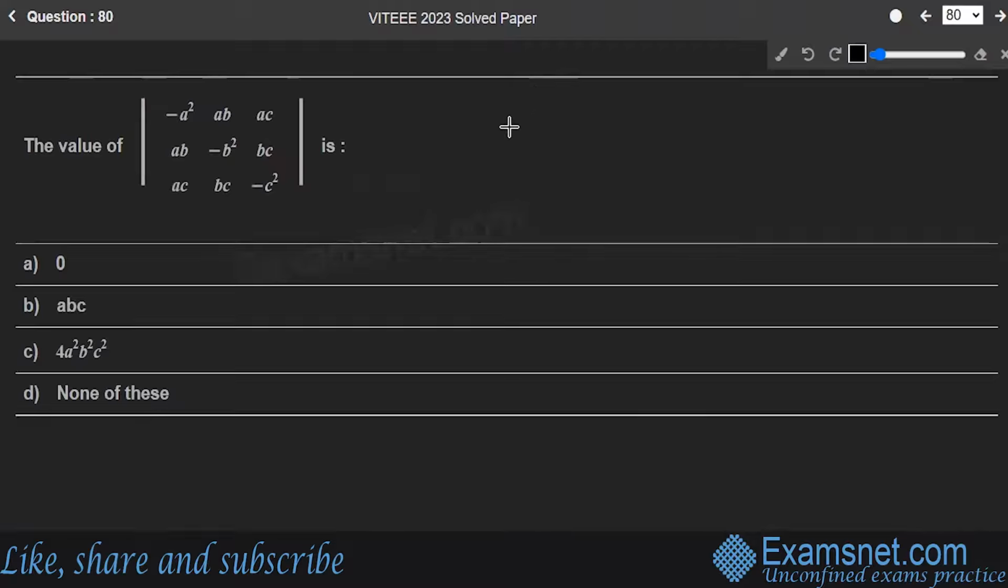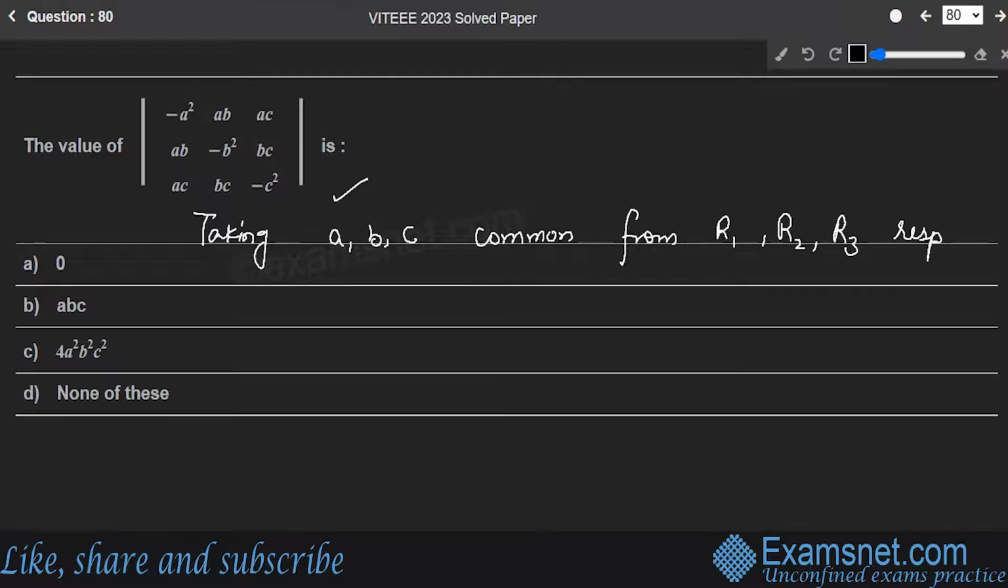The value of the determinant with rows minus a square, AB, AC; AB, minus b square, BC; AC, BC, minus c square is. You have to find the determinant of it. I'll start with this only. So let's perform some operations first. Let's take A, B, C common from R1, R2, and R3 respectively. What you get over here is minus A, B, C.